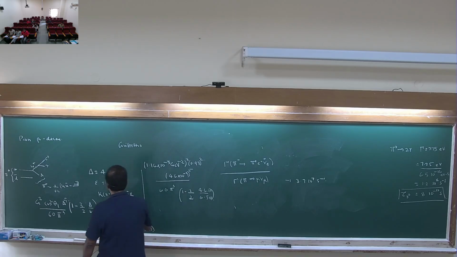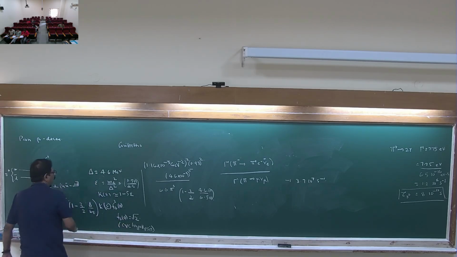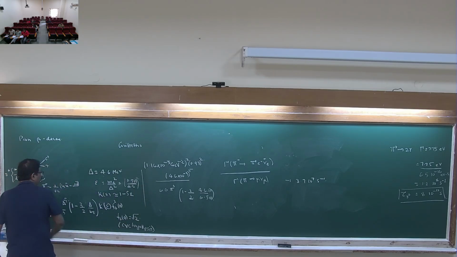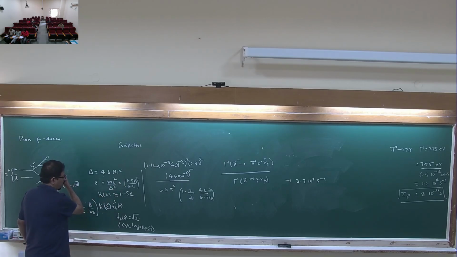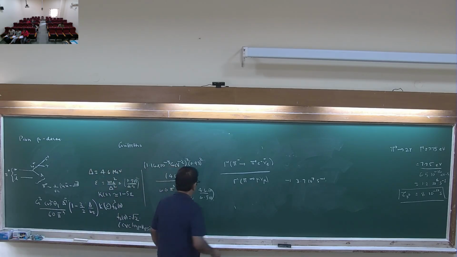And then this ratio here, can somebody tell me what is this ratio? 0.511 by 4.6, squared. So this is roughly 1 by 10, isn't it? So this is about 1 by 100. How much is it? 1.1. Okay, yeah, it's about 1%.